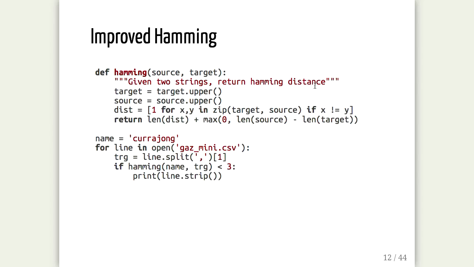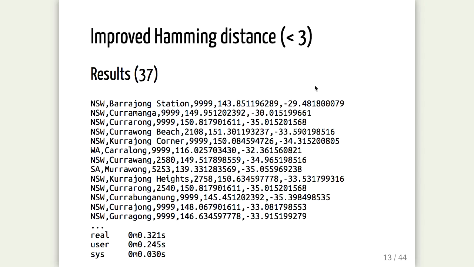And what I've done here is I've taken the Hamming distance, but that very last line, I've said if the word that we gave it, like Q, is shorter than the word we were looking for, add a penalty. These slides will be available after the talk, so if you want, you can take photos, but you don't have to. So we've added a penalty at the end for words where their name is shorter than what we've typed in. We don't add a penalty if it's longer because we want to pick up things like Currajong North. When we run this improved Hamming, we get Barajong, Karamanga, Currarong, etc.